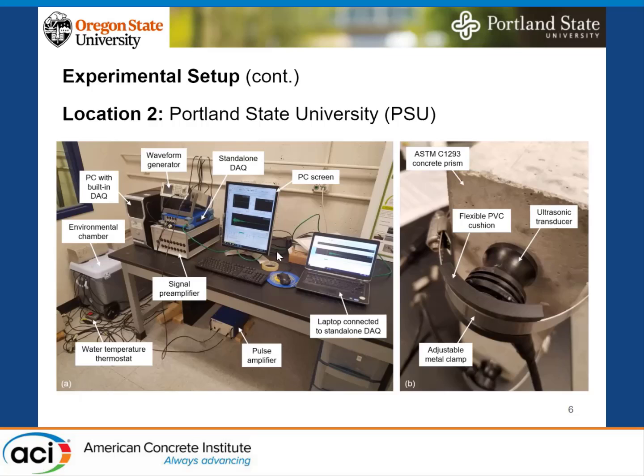And the setup is very regular. You see the waveform generator. And as I said, this environmental chamber is controlled by a heater to make sure the temperature is constant, 38. And we have 2 different data acquisition systems. One is connected to this PC here, the other to the laptop. We had 2 samples per mix, and each sample is connected to one of these devices. This itself increases the repeatability of the process.